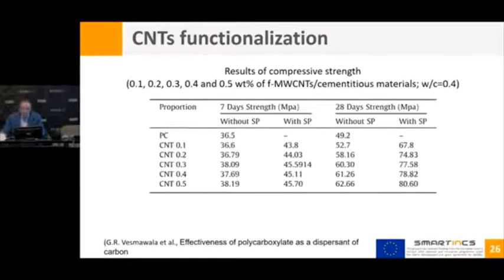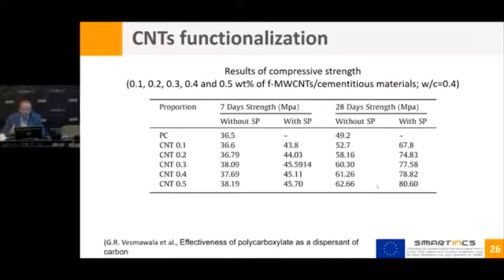And then, to convince you more, you have here in this table the reference system that doesn't contain any carbon nanotube, and in all the other materials investigated by these researchers, the system contains from 0.1 to 0.5 weight% with respect to cement of carbon nanotubes. As you can see, the compressive strength increased significantly without a superplasticizer, and if a superplasticizer was also added to further increase the dispersion of the carbon nanotubes, the compressive strength increased even more with respect to the system where the nanotubes were used without any superplasticizer.